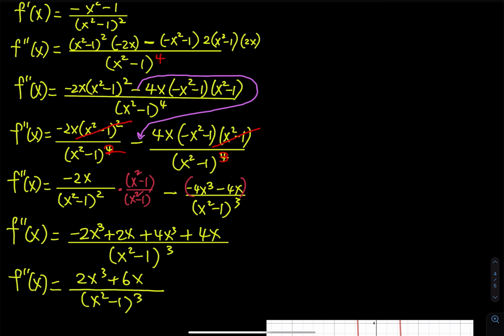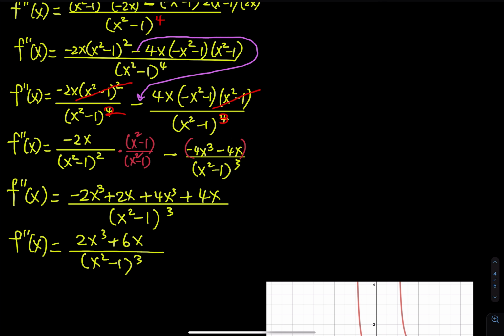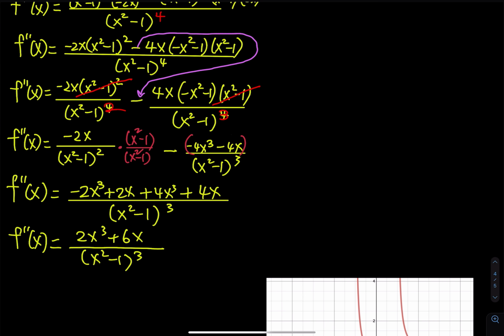Since this is a second derivative, we have to set that equal to 0 and then solve for x. Before we set that equal to 0, let's factor out 2x. So we have 2x times x squared plus 3, divided by x squared minus 1 to the third, and then you set that equal to 0. Why do we have to set that equal to 0? Because this is a second derivative. You set the second derivative equal to 0, you find the critical points. Those critical points can be inflection points. To prove it is an inflection point, you have to do a sign chart. So you have a top divided by a bottom equal to 0.